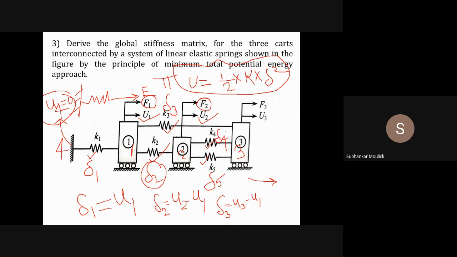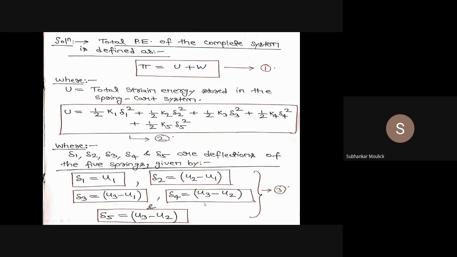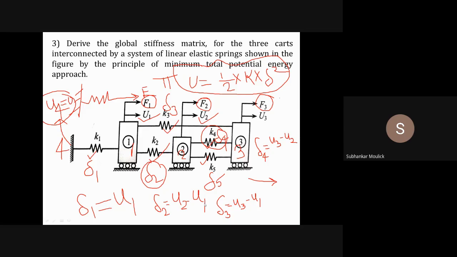Similarly, delta 4, that is the deflection for the fourth element. I can see that the fourth element is connected from node 2 to node 3, and the entire system is moving towards the right. That means force F3 is greater than force F2. If that is the case, then what will be the value of delta 4? Can anyone tell me? Sir, U3 minus U2. Yes, it will be U3 minus U2. Is it clear? Any doubt in delta 4?